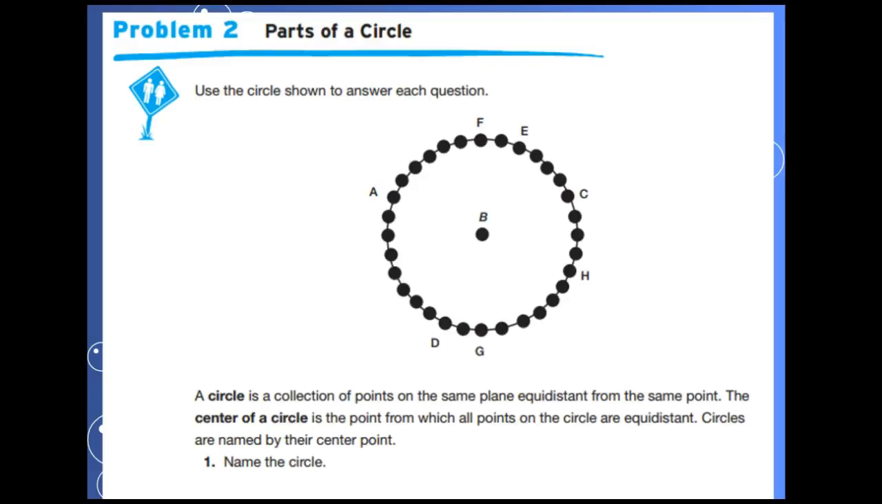So, if a circle is named by the center point, and the center point here is right here, what would be the name of this particular circle? The circle shown is circle B. Point B is the center of the circle. So that's what it would be. Now let's turn the page.